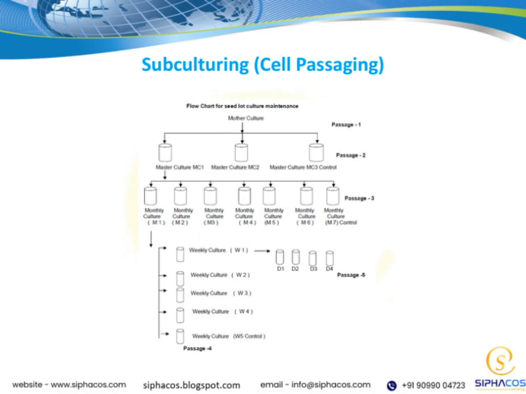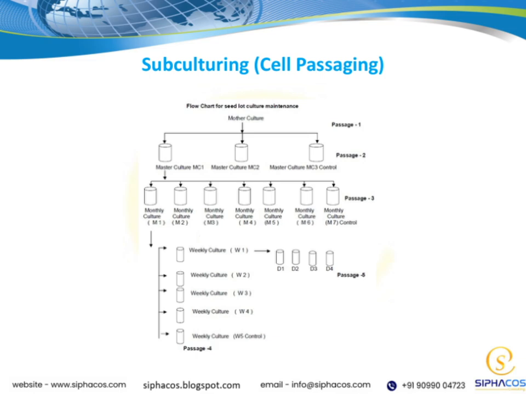This is a crucial step in cell culture because, as cells grow and divide, they eventually need more space and fresh nutrients. So, subculturing involves transferring some of these cells to a new vessel with fresh medium. This process helps maintain healthy, proliferating cells and prevents overconfluence, which can lead to cell stress or death. It's important to do this carefully and at the right time, usually before the cells become too crowded.